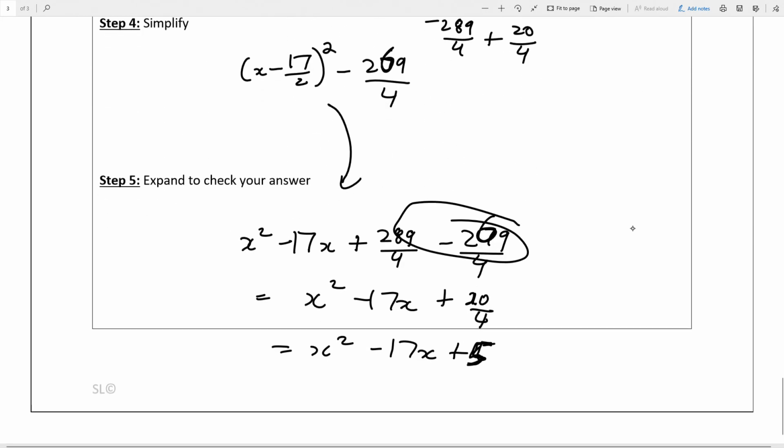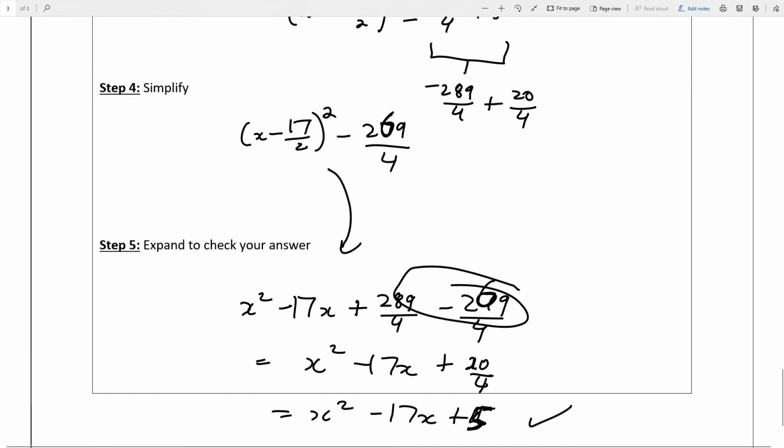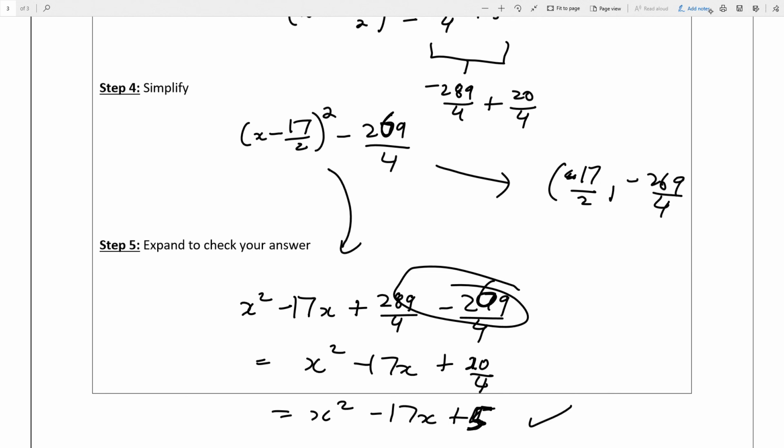Right. Perfect. And then again, with this vertex form, we're able to state the vertex: negative 17 over 2, 17 over 2 minus 269 over 4. That's the vertex. Okay. So this is what I wanted to go over for this video.